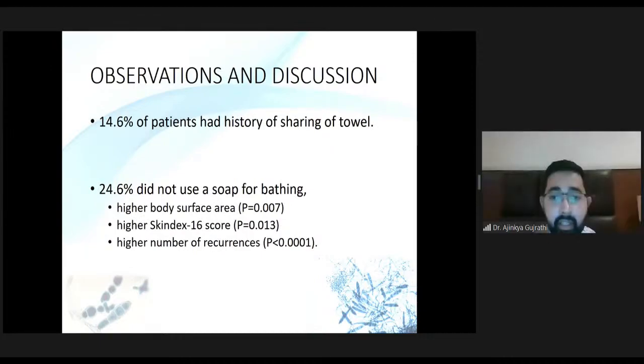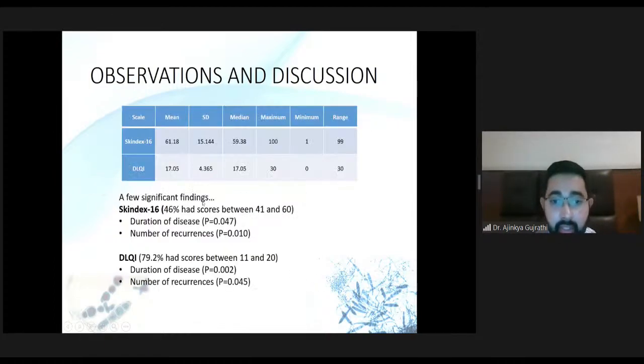14% of the patients had a history of towel sharing. We did not find a significant relation between towel sharing and family history. Here, the patients who did not take a soap bath had a higher body surface area, a higher skin index score, and a higher number of recurrences. So here are a few of the findings. As we can see, patients with a higher DLQI and skin index 16 have also had a higher duration of disease and number of recurrences.